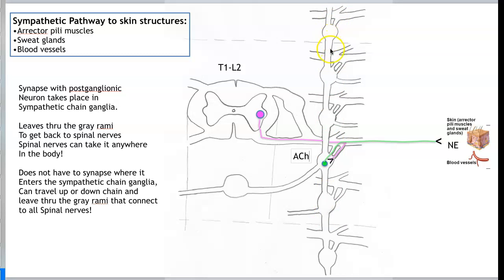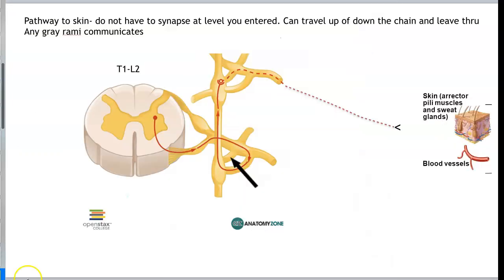I don't think I mentioned it, but it's called the gray ramus because those axons are unmyelinated. So white ramus, because the axons are myelinated. Gray ramus, the axons that leave through that gray ramus are unmyelinated.